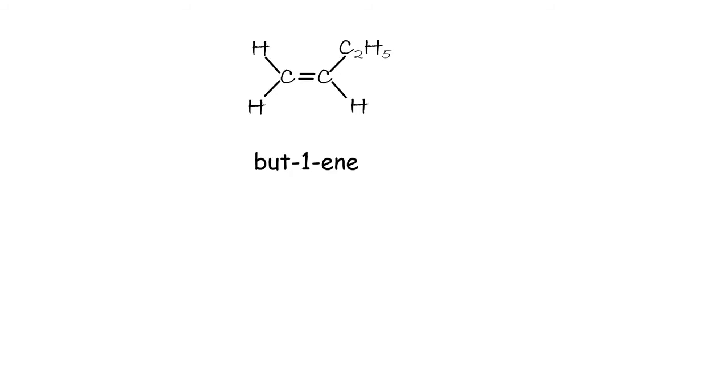As we can see here, but-1-ene doesn't have any geometrical isomers. That's because the carbon-carbon double bond is at the end of the molecule, resulting in the end carbon having 2 hydrogen atoms. In order for geometrical isomerism to occur, both carbons in the double bond must have two different substituents attached to them.